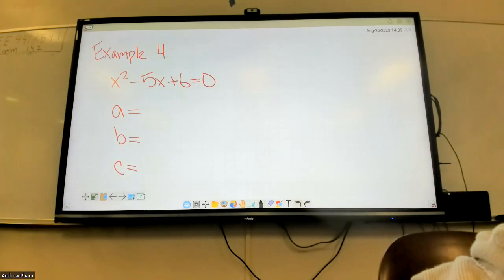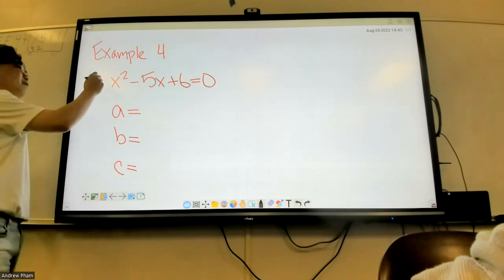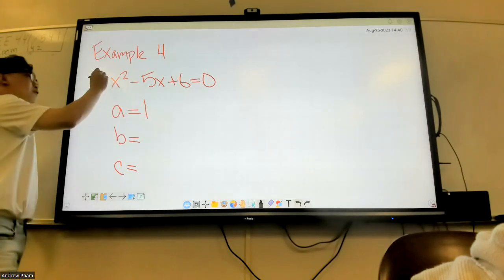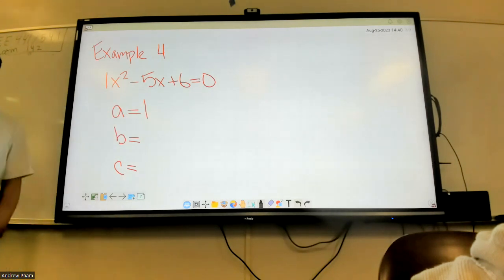So what's A? Is it x squared? Remember, our equation is usually ax squared plus bx plus c. Yeah, it's always the number in front of the x's. So it's not actually the x's, it's the number in front. That's what we gotta be careful about. If you want, there's always an understood 1 whenever you don't see a number there.